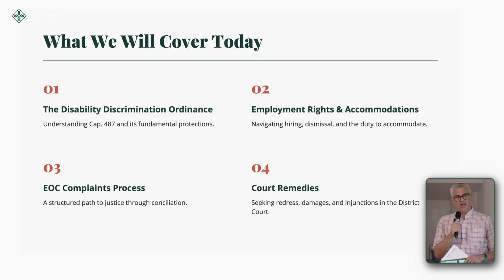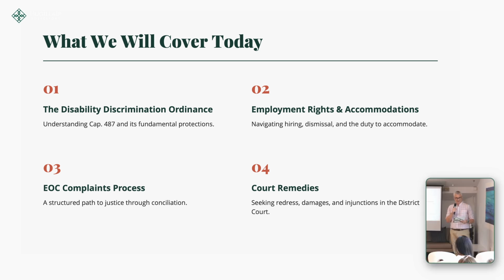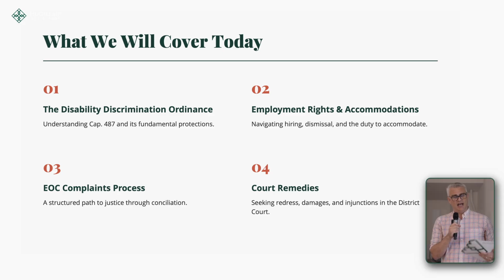The ordinance not only covers people who have disabilities directly, but also covers people with associated disabilities. That is, if you're the carer, parent, or guardian of somebody with disabilities, and also imputed disabilities. So if you're not disabled yourself, but somebody believes that you might be, and then discriminates against you as a result of that. And so it extends very broadly.